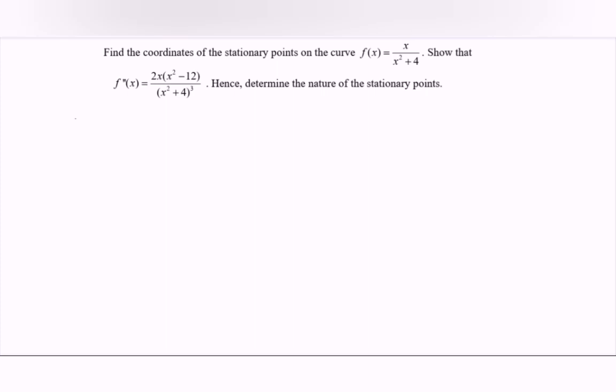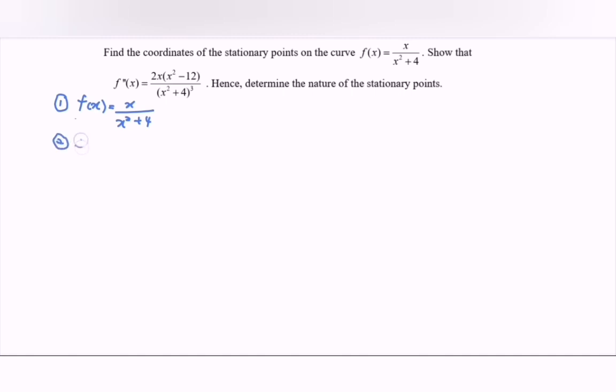Hello everyone, in this video I'm going to discuss example 4, extremum problems. Find the coordinate of the stationary point on the curve. Show that we have the second derivative in a given situation, hence determine the nature of the stationary point. Number 1, we have the function f(x) is equal to x over x squared plus 4.